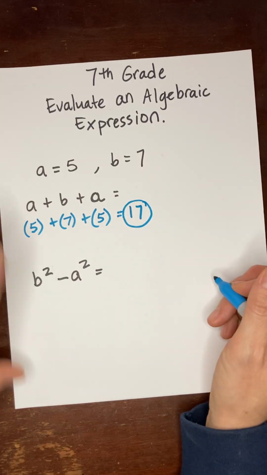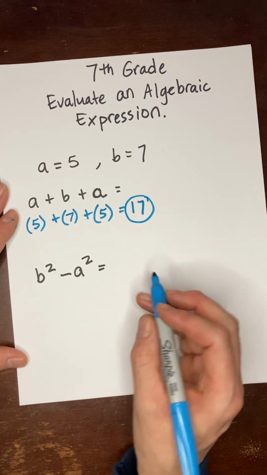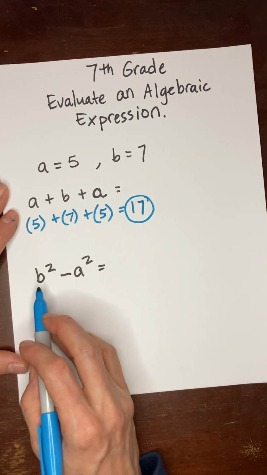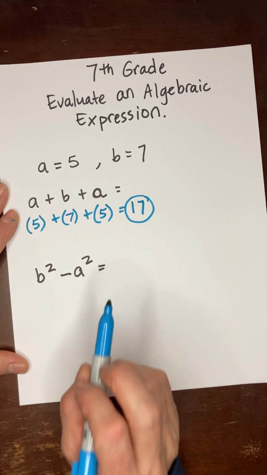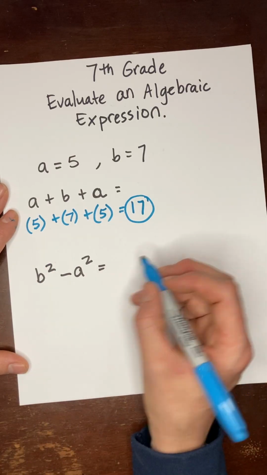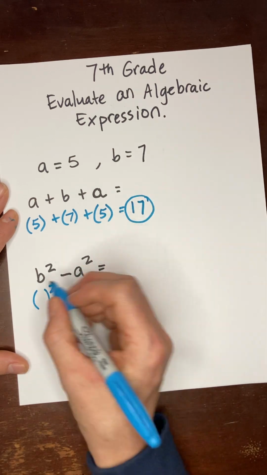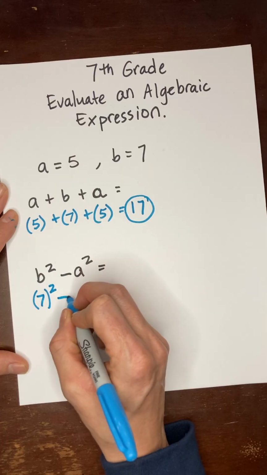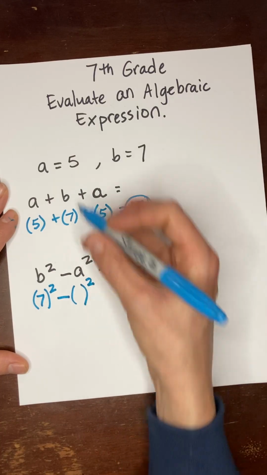And there's our answer. Okay, let's look down here. We have B squared minus A squared. I'm going to replace my letter with a parenthesis, and copy everything else down exactly like it is. So we're going to do it like this, squared. And what's B? B is 7, so put a 7 in there. Minus A, I'm going to replace with a parenthesis, squared. A is 5.